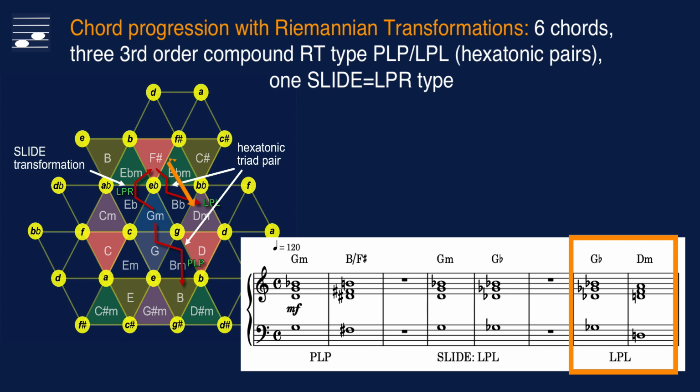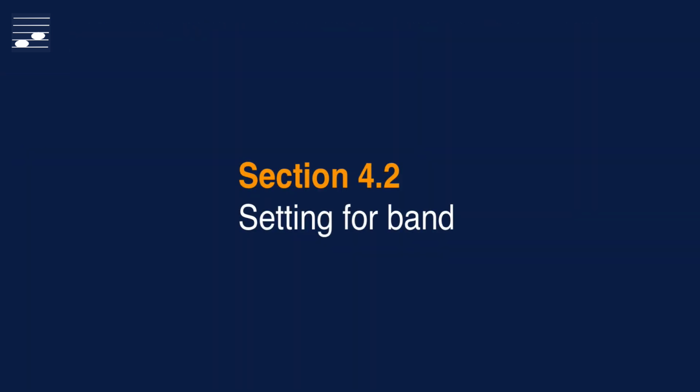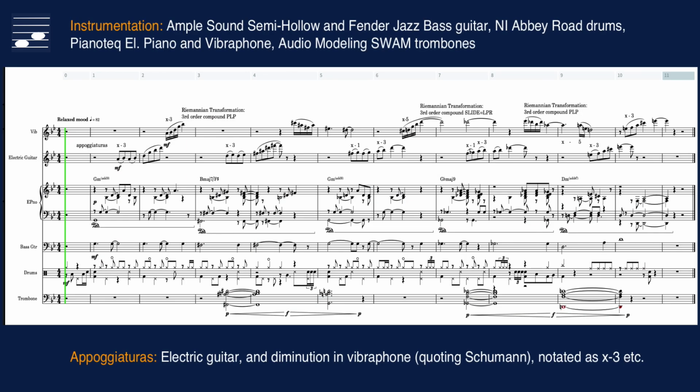This progression is turned into an instrumental form for band, rhythm section, vibraphone and trombones, with a series of appoggiaturas of various types in the lead, occasionally quoting Schumann. Read along with the annotated score.